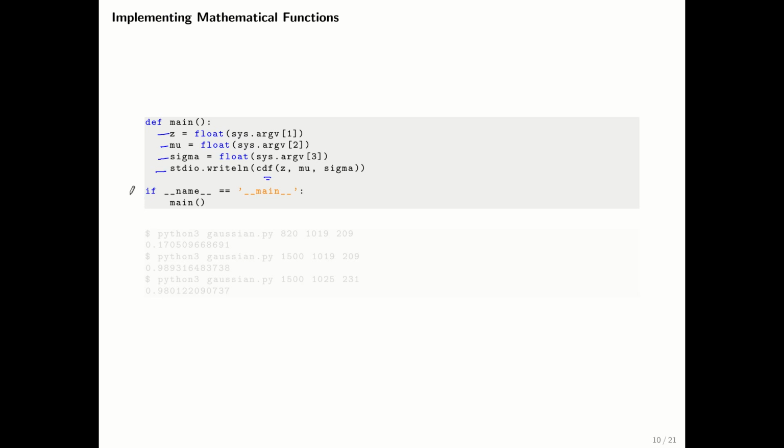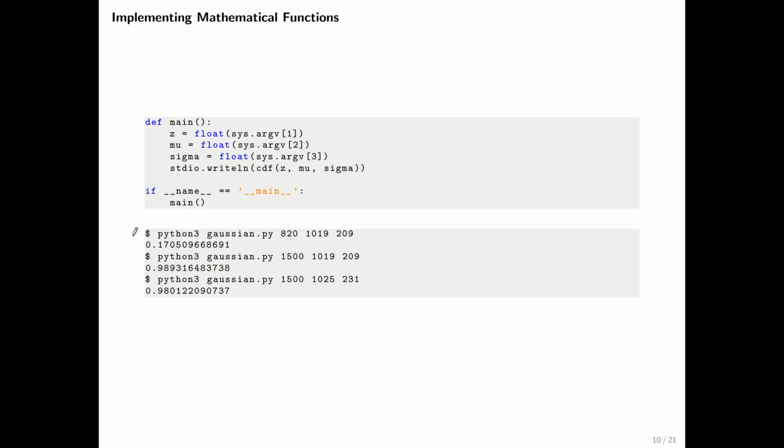And then we have this conditional that says if name is exactly that, call main. So remember, this is how we launch the entry point function. Okay? So we first run Gaussian.py with these arguments. So that is z, that's mu, and that's sigma. So here we are saying that the percentile score of the student who scored 820 on an exam which had that for mean and that for standard deviation, we're saying the percentile score is 17%. So meaning 17% of the population scored below this particular student. Right? So this student is not a very good student.